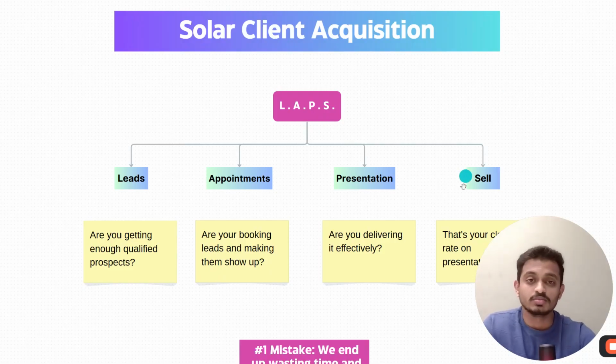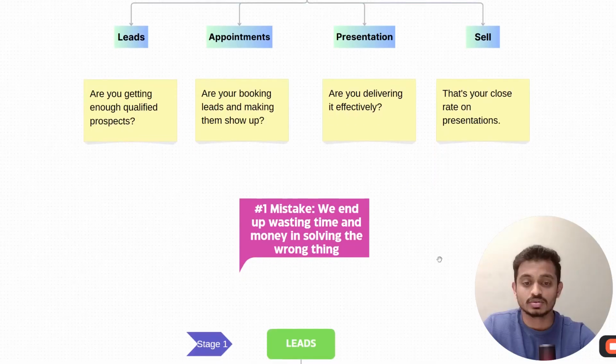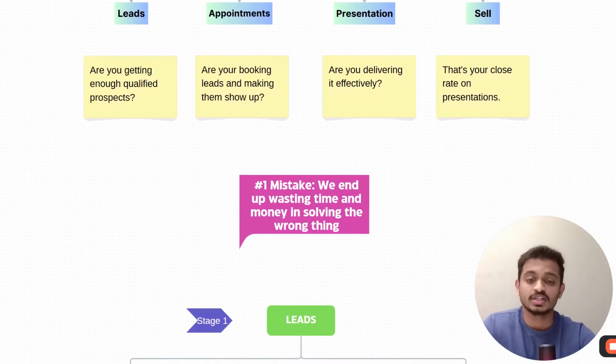So, what is the number one mistake we make? We end up wasting time and money solving the wrong thing. Most of the time, solar companies have a problem with appointment setting and conversion, but they end up working on getting more leads. Sometimes they actually have a lead problem, but end up blaming appointment setters. And often they have a presentation and closing issue, but end up working on getting more quality leads for their business.